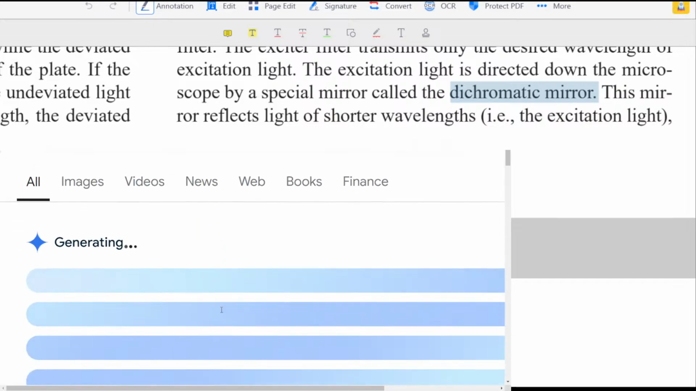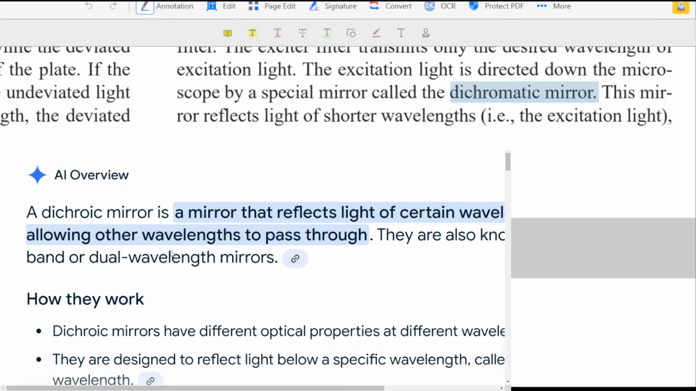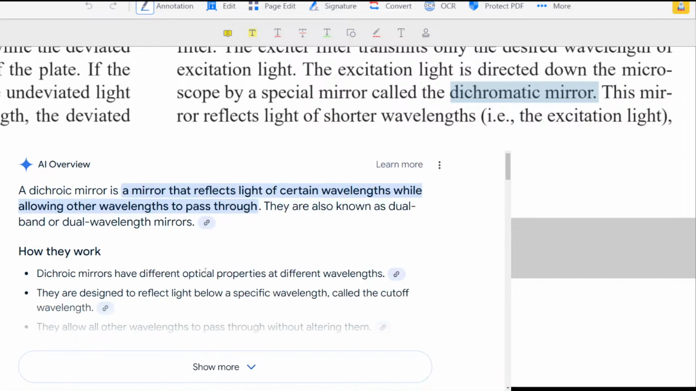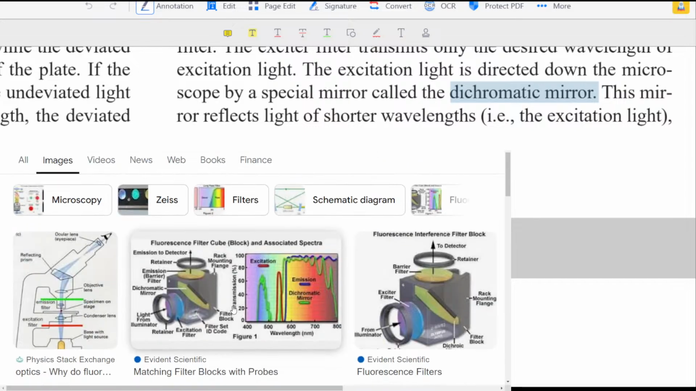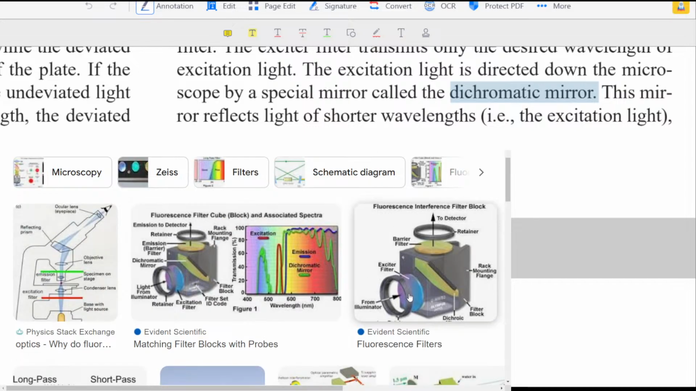So I did search for dichromatic mirror, but they are bringing out a mirror that reflects light of a certain wavelength. Wait, let me look at the images. Oh, this is a dichroic filter. Mirror, sorry. Oh, so this reflects the light.